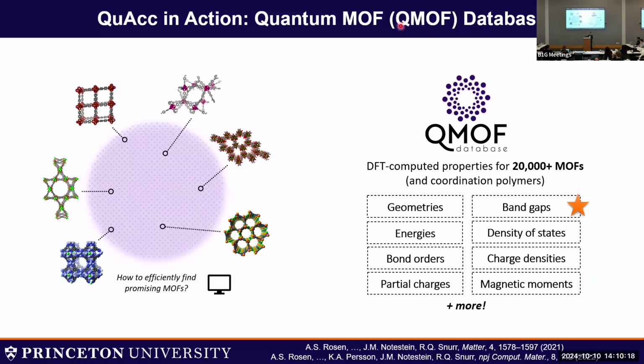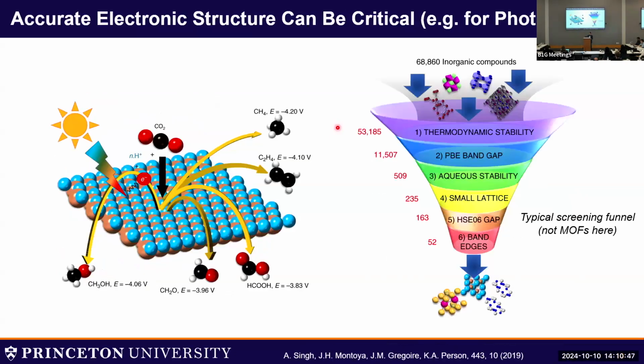So the first is I used an earlier version of Quack, before it was called Quack, for making something called the Quantum MOF database, or the QMOF database. This is a database of DFT computed properties for about 20,000 or so metal organic frameworks and coordination polymers as well, which are these non-porous analogs of metal organic frameworks. We have geometries, energies, bond orders, partial charges, density of states, magnetic moments, and band gaps. The list goes on, and you can certainly download it if you'd like.